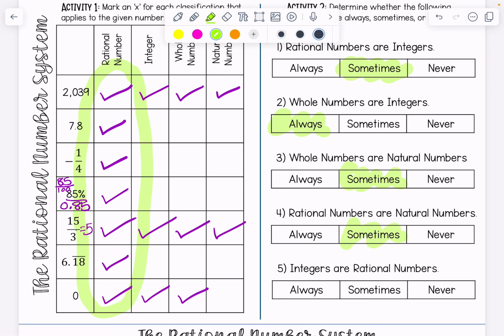And integers are rational numbers. If we look at the ones that we selected as being integers, all right, here's an integer, here's an integer, here's an integer, and if we look, every single one of those is also a rational number. So integers are always going to be rational numbers. Those were kind of our notes that we took today.